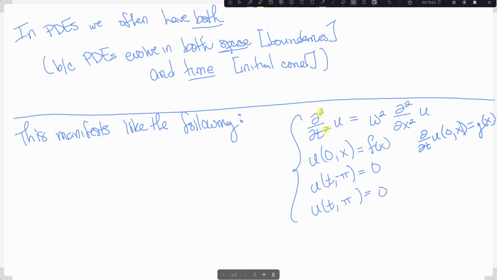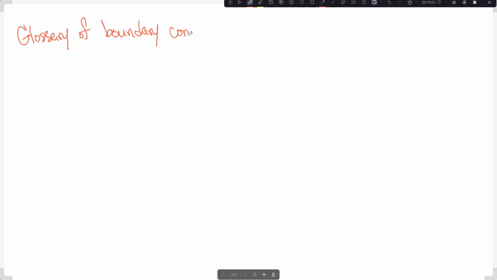In PDEs, we often have both. We're allowed to have both initial and boundary conditions at the same time. And then there's a little glossary. I'll call this the glossary of what we call boundary conditions. I'm only going to look at 3 of these. Glossary of boundary conditions. I'm going to define a few things for all of you.